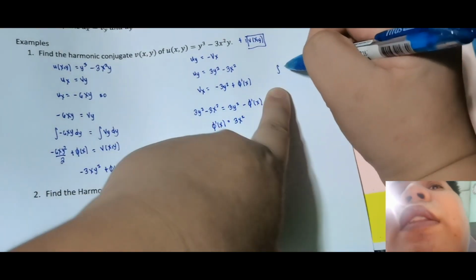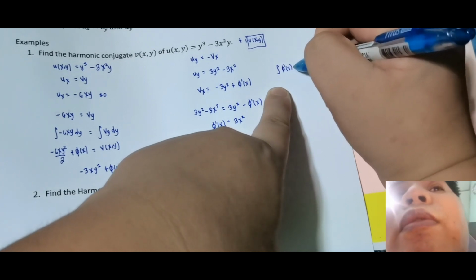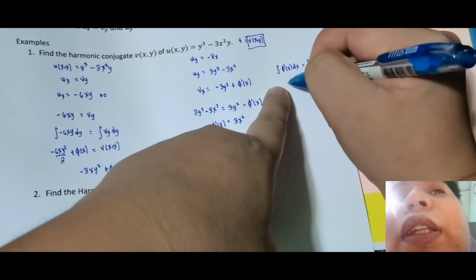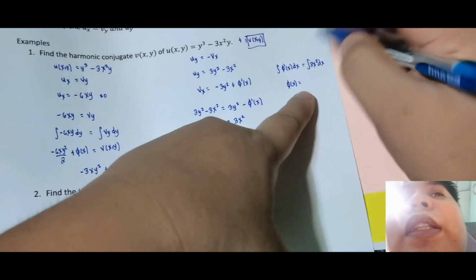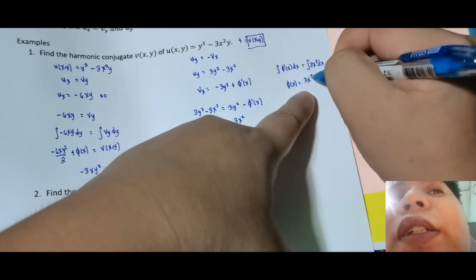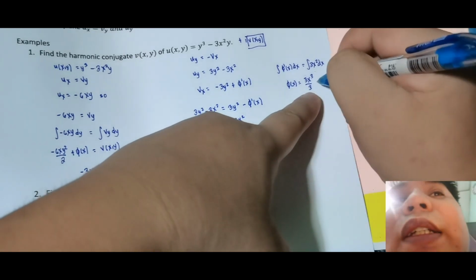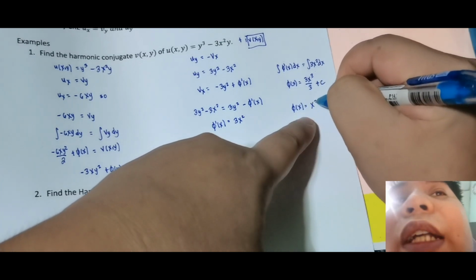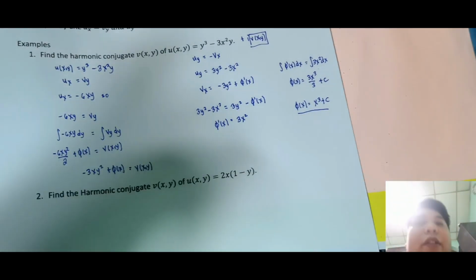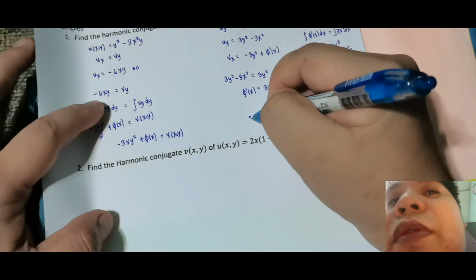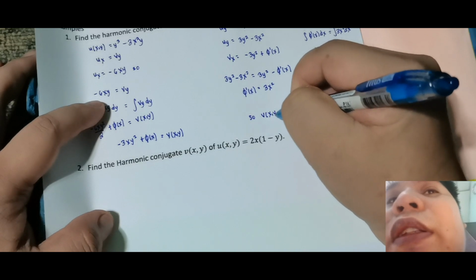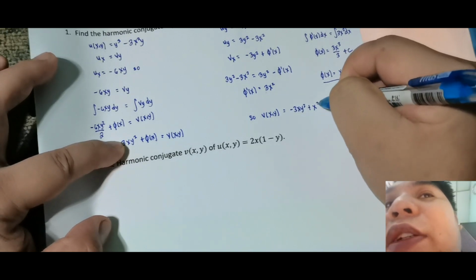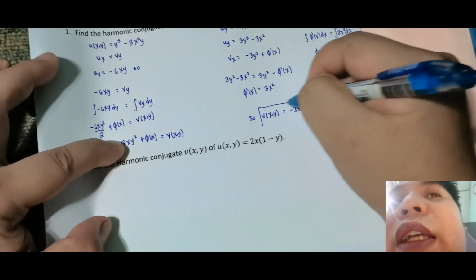So, dito na lang, integrate si p prime of x with respect sa x equal sa integral ng 3x squared dx. So, ang integral nito is p of x equal sa 3x cubed over 3, then we'll add c, yung constant na yan. So, therefore, p of x is equal to x cubed plus c. Okay? So, ngayon, ano yung b of x comma y? So, yung ating harmonic conjugate na b of x comma y ay equal sa negative 3xy squared plus x cubed plus c. At ito yung ating sagot.